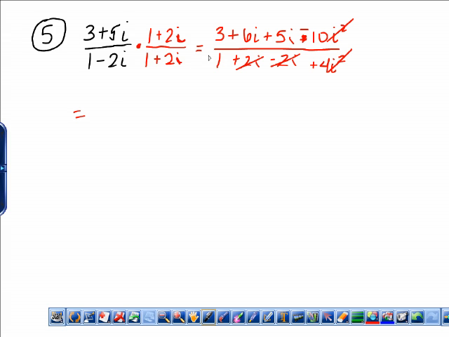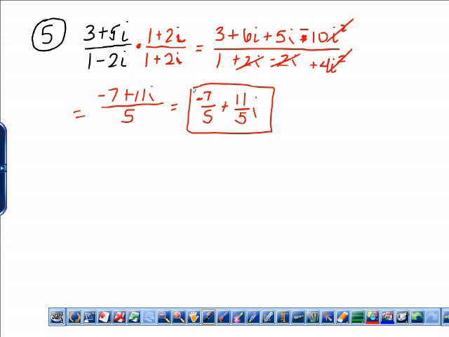So let's see what we have now. We have 3 minus 10, that's negative 7. 6i plus 5i, that's 11i. Over 1 plus 4, that's 5. And this is okay. But a much better way to write this would be in the form that I had on that first page, where we have a real number plus an imaginary number, or it could be minus, but not where it's all over 5. And if you could simplify further, you would, but we can't on this particular problem.